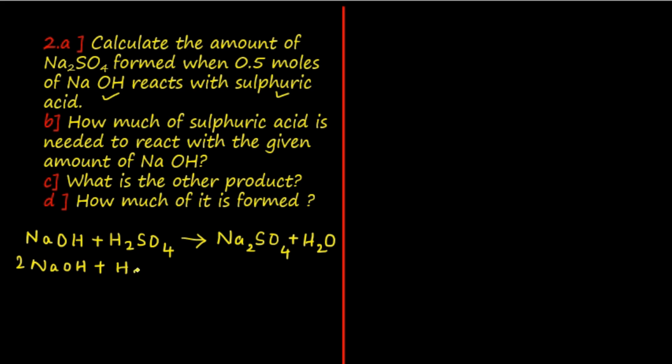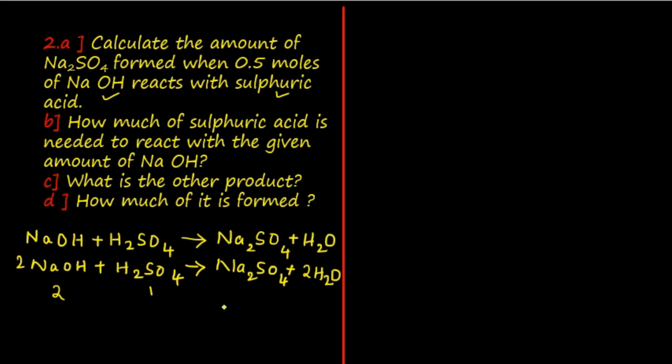Then what happens to hydrogen atom? There will be 2 hydrogen atoms in sodium hydroxide and 2 hydrogen atoms in sulfuric acid. So there are altogether 4 hydrogen atoms on the left hand side. On the right hand side there are only 2. So plus 2 H2O. So hydrogen is balanced. Oxygen: there are 4 plus 2, 6 oxygen atoms on the left hand side and 4 plus 2, 6 oxygen atoms on the right hand side also. So it is balanced.